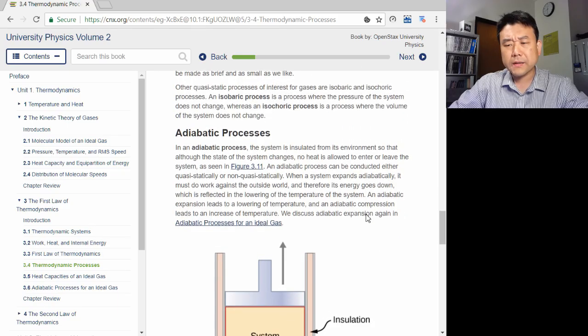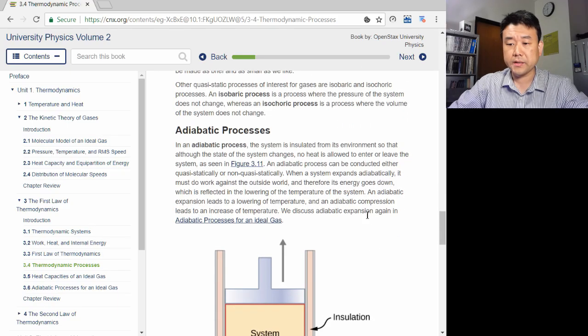But what about the other processes, especially the adiabatic process? Since adiabatic means no heat transfer, does it mean the temperature does not change? Surprisingly, the answer is no. Temperature changes in an adiabatic process, and we have to look to thermodynamics to figure out how it changes.